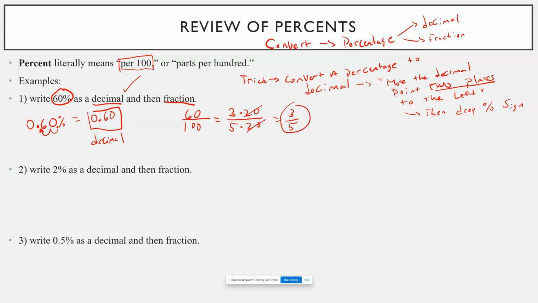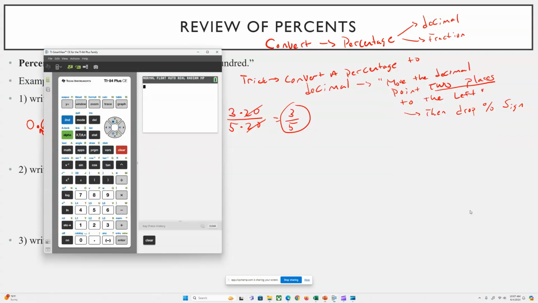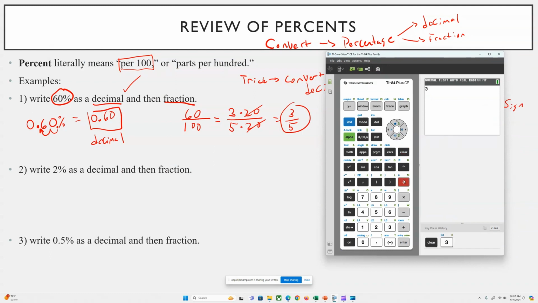And if you're asking if that makes sense, let's just grab a quick calculator here. You can look that 3 divided by 5 is 0.6. I mean, the calculator will drop off that last 0 here. You don't really need it, but you can kind of see what's going on there.